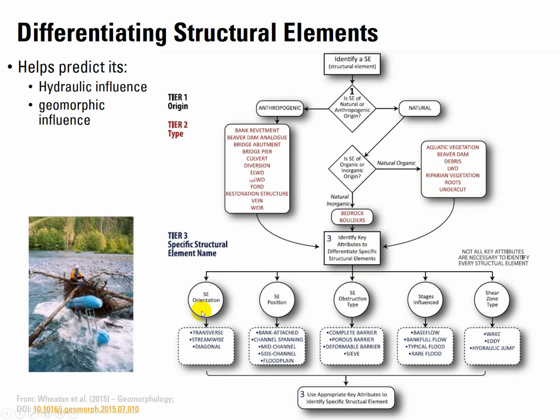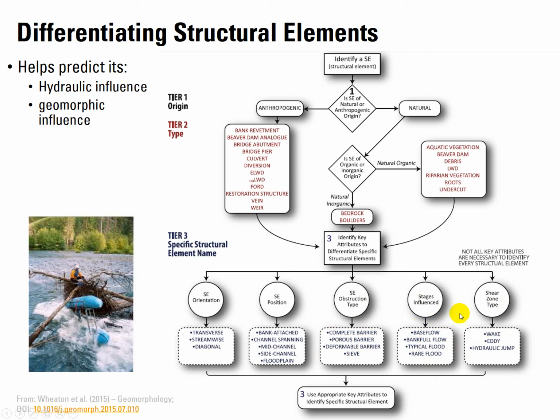So we have the orientation. Is it a diagonal feature? Is it transverse across the channel? Is it streamwise oriented? We have the position. Is it margin attached, or bank attached? Is it channel spanning, mid-channel, side channel, floodplain? We also have the obstruction type. Is it a sieve? Is it a complete barrier, a porous barrier, a deformable barrier? And what stages does it have hydraulic purchase at, so even at bankfull flow or just in floods.